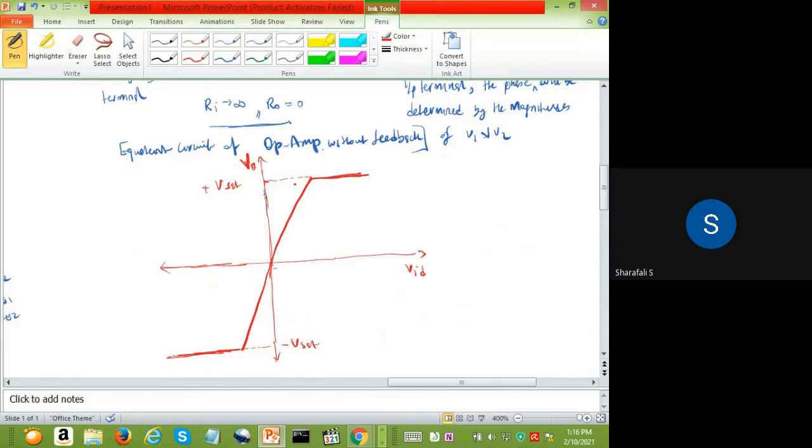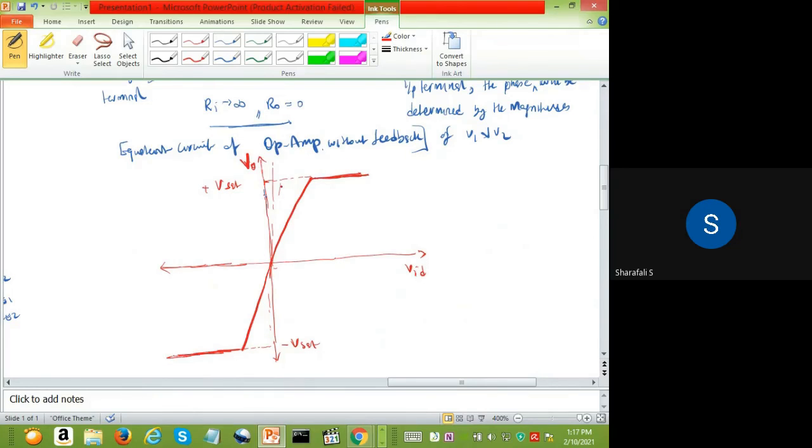So actually, in the ideal case, this V out will be very high. This is not the exact magnitude. It should come much steeper. In reality, it will come like this, very close to this one. It will be very high. So V out will go to infinity, or the gain will be infinity, for the ideal case.